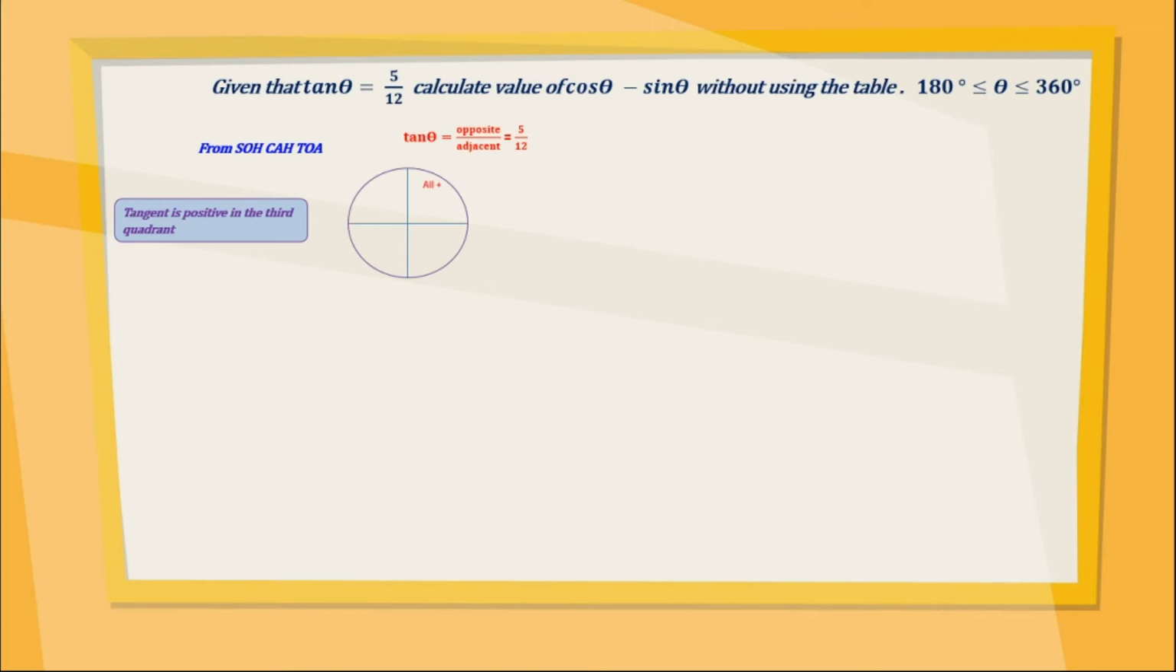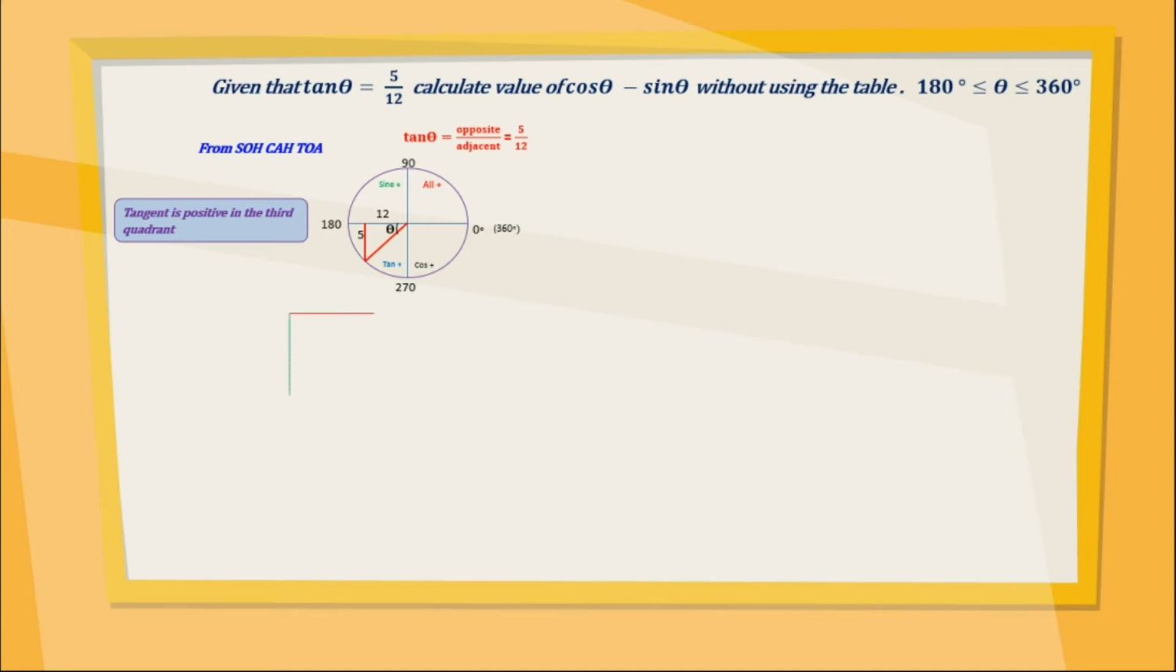We said in the first quadrant all the ratios are positive, and in the second quadrant it's only sine, in the third quadrant it's only tangent, and in the last quadrant cosine is the only positive ratio. But as per the angle range, we shall see that it is in the third quadrant that tan is positive. So let's label our angle range from 0 up to 360 like that, and then we are going to draw our triangle in the third quadrant, and then we label our theta, we label our opposite as 5, our adjacent is equal to 12.